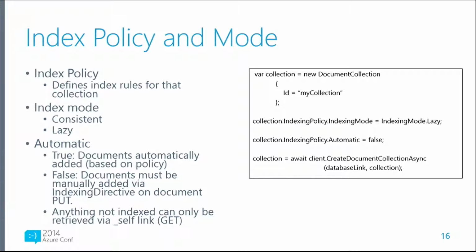And you think, why would I want to do that? Well, a really good scenario is to remember that collections inside a document database are not like tables. They're going to contain all sorts of different documents, and you may well want some of the documents that you put in there to be indexed and some of the documents that you put in there to never be indexed. Right? So by setting automatic off and then using an indexing directive when you put documents, you can opt just a subset of your documents into being indexed, and everything else you can retrieve via the self link.